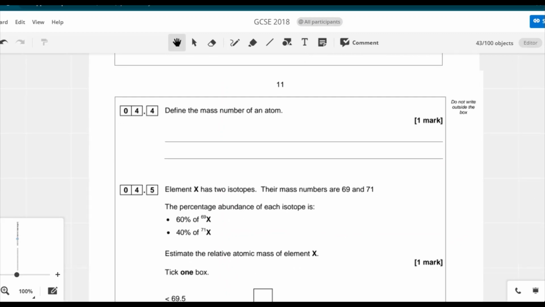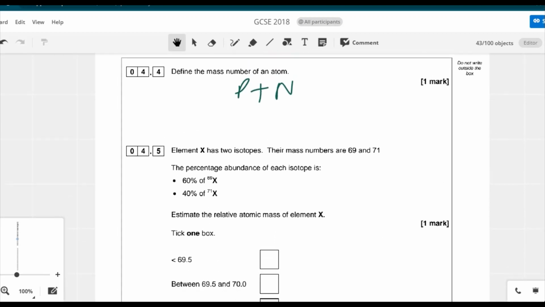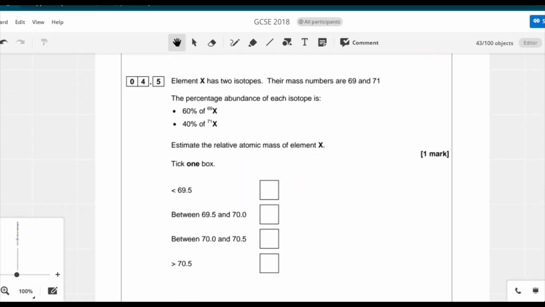Okay, next question is define the mass number of an atom. As we know, it is the sum of protons and neutrons. So we have to write that the sum of protons and neutrons present in the nucleus is equal to the mass number of an atom.